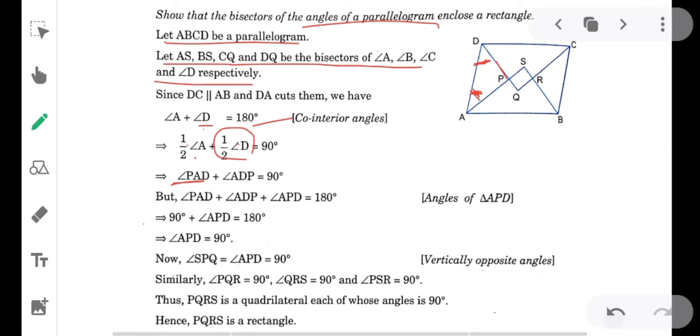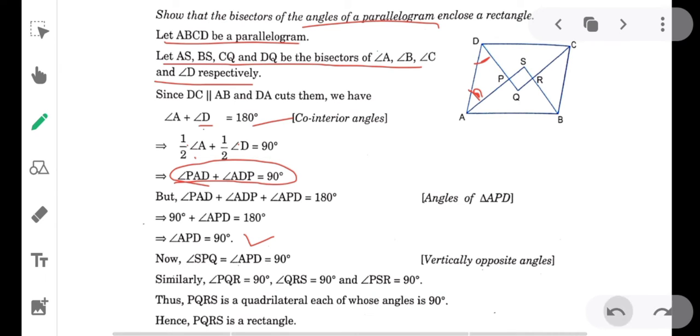Okay, now angle PAD plus angle ADP equal to how much? 90 degrees. The sum of these two angles is 90 degrees, right? And in triangle APD, if the sum of the two angles is 90 degrees, then the third angle will be 90 degrees. Clear? So angle APD is how much? 90 degrees. APD is 90 degrees.